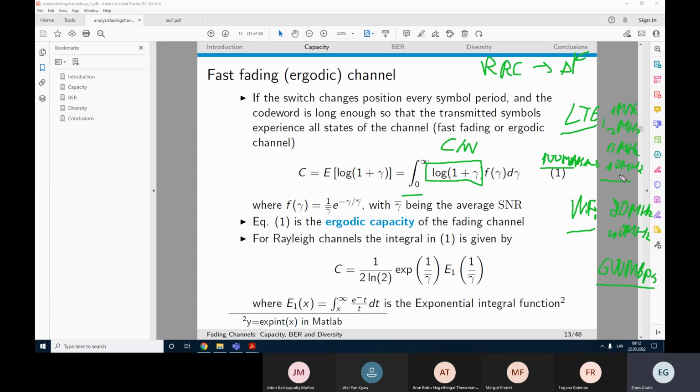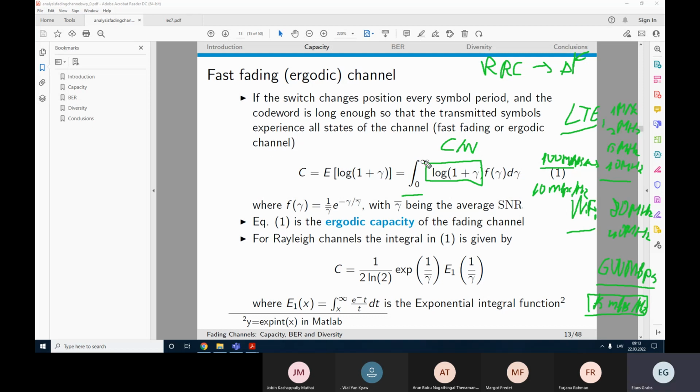However, once we divide by this bandwidth and get, for example, here 10 megabits per second per hertz, and here, if we use 40 megahertz bandwidth, we get 15 megabits per second per hertz, then it would be much clearer that this one is more efficient.